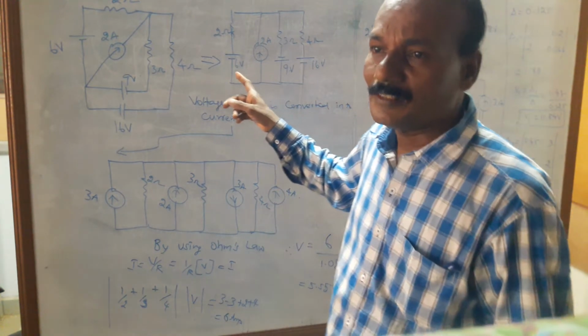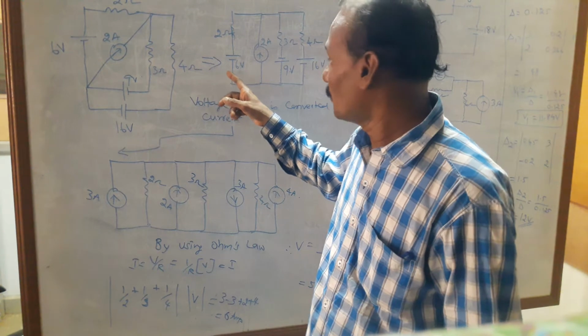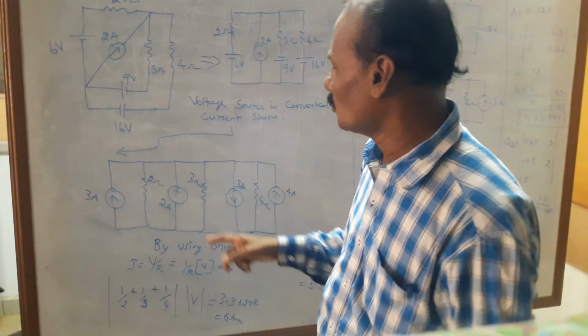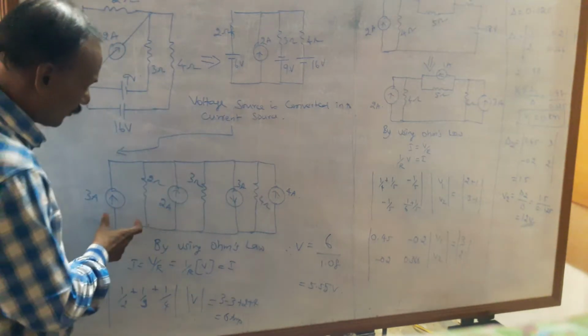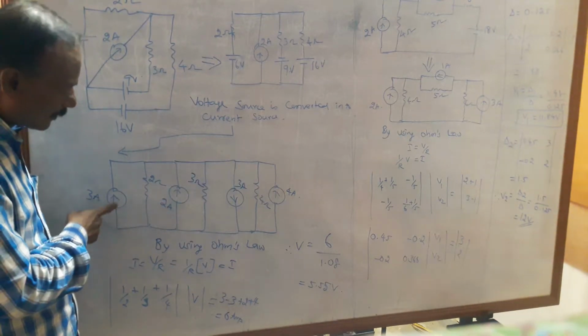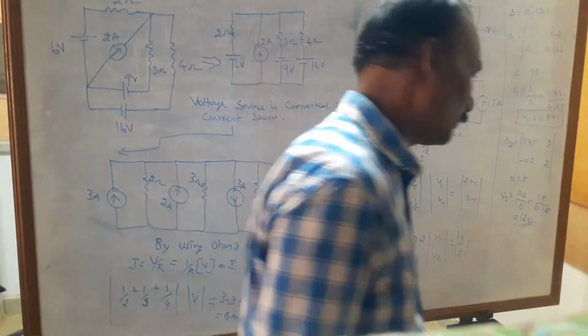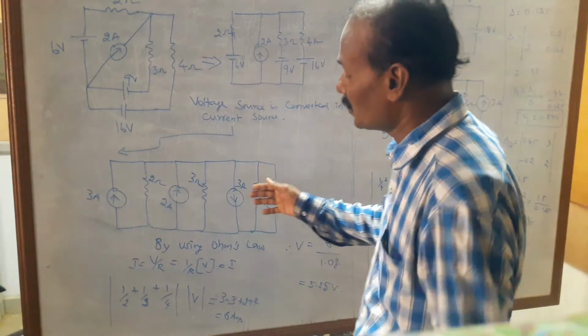By using Ohm's law, I is equal to V by R. Here V is 6, R is 2, so 6 divided by 2 is 3 ampere. So the sources become current sources of 3 ampere, 2 ampere and 3 ampere. Away from the node is negative, towards the node is positive.